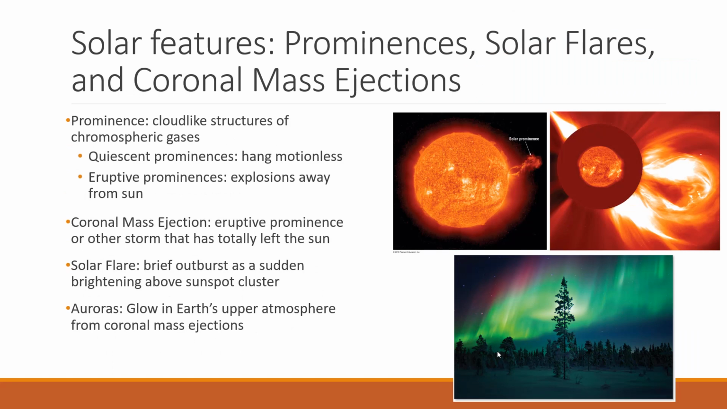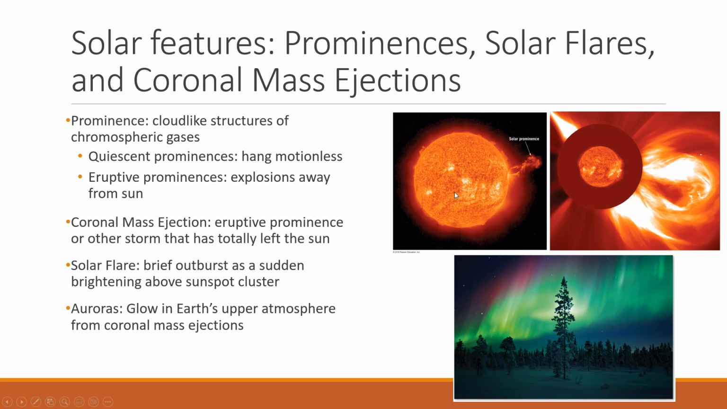We can also have solar features that will leave the sun. So these are prominences, solar flares, and coronal mass ejections. Prominences are a cloud-like structure of chromospheric gases. So this is basically clouds around the sun. They are quiescent prominences if they hang motionless around the sun. If they leave the sun, we call them eruptive prominences. So they explode away from the sun. So if the gases shoot out from the sun, they're eruptive. If they're just kind of hanging around the sun, like these ones, they would be quiescent prominences.